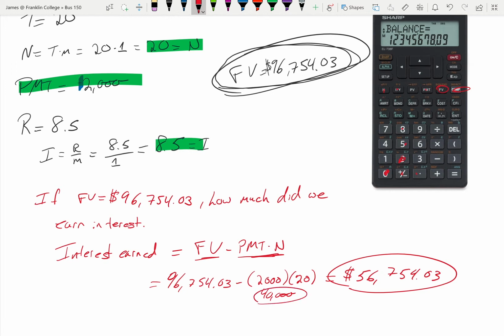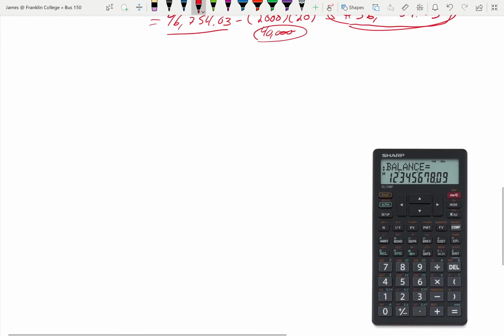We put $40,000 total into the account with the sum of all our $2,000 payments, and then we have 96,000 something at the end. So that means that we have earned $56,754 just in interest. So that's kind of a nice thing to note.